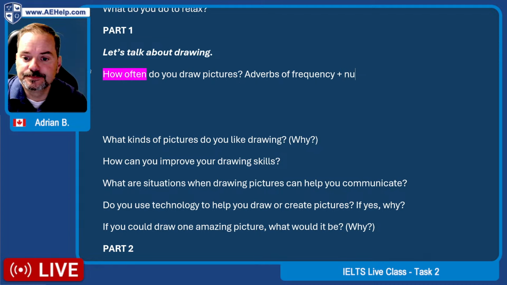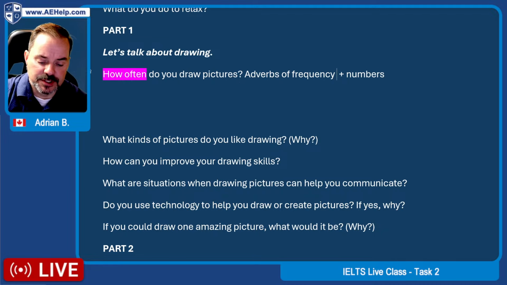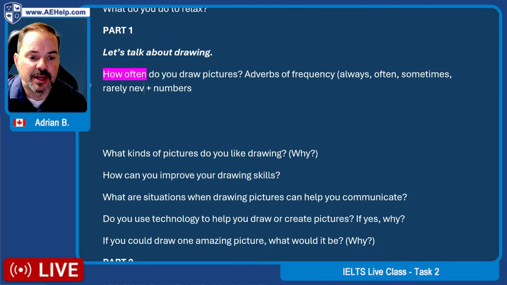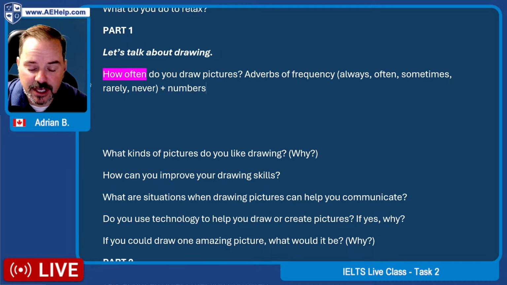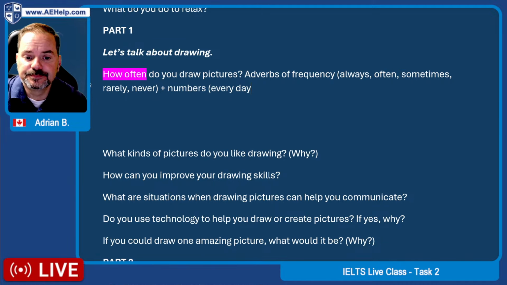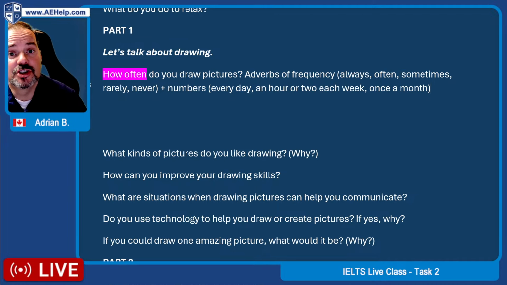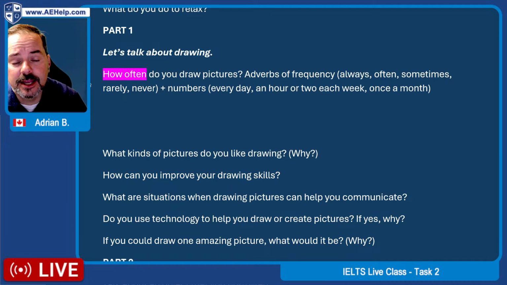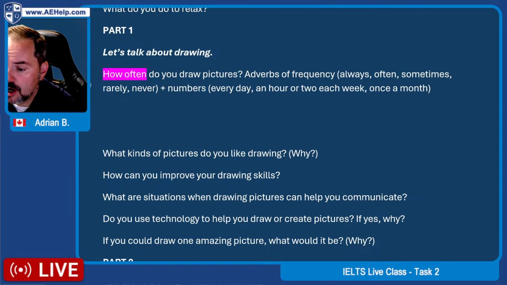Plus numbers. Okay, so adverbs of frequency are like always, often, sometimes, rarely, never. Okay, those are your adverbs of frequency, and then you should go into quantification. So numbers like every day, an hour or 2 each week, once a month. Okay, so a measurable communication. Okay, so again, the question is, how often do you draw pictures?